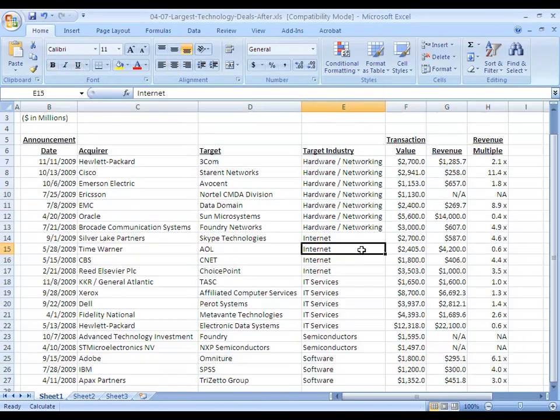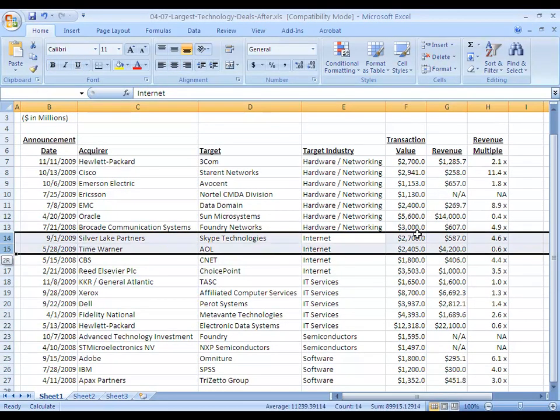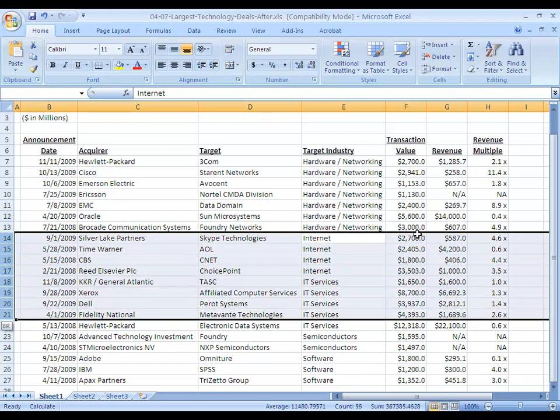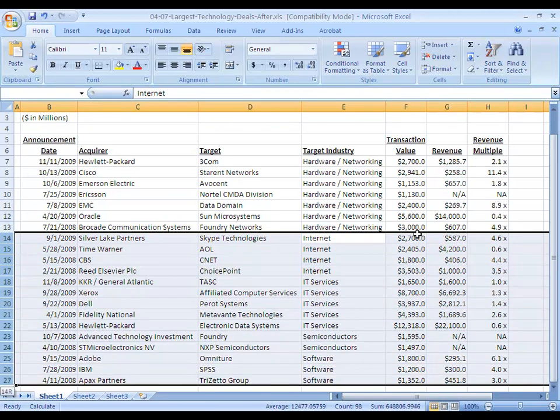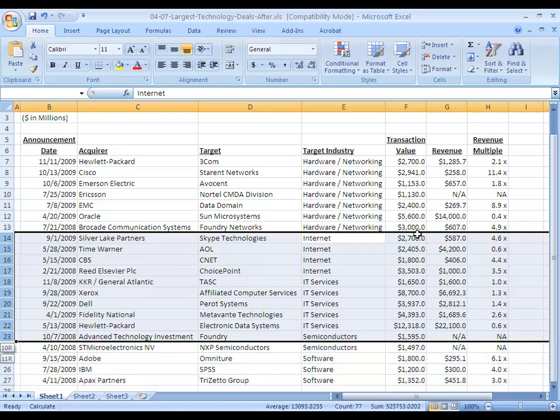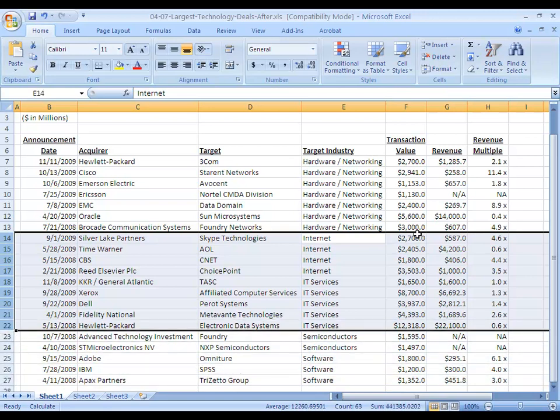And we see that there are a bunch of internet transactions, IT services, semiconductors, software on here. So what we're going to do is remove the internet and IT services ones because those are not relevant. Those are not hardware companies, so we don't want to be looking at them. The business models are much different.